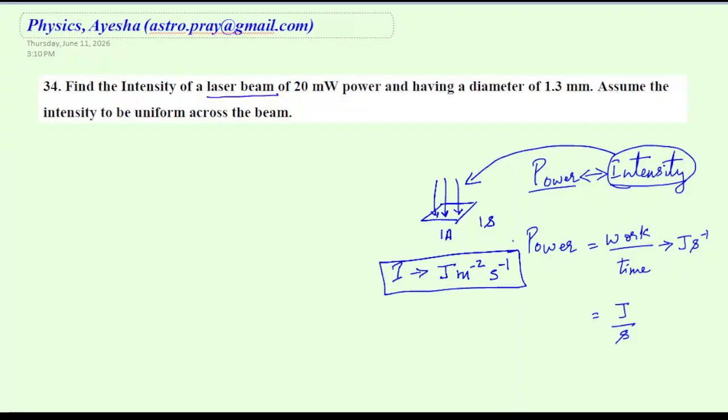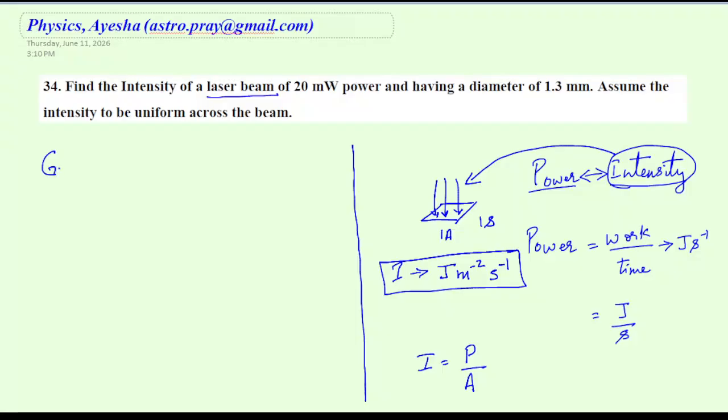Now, if I combine power as well as intensity, if I check the relationship between power and intensity, you must have already guessed by now, intensity can be written as power over area. That is, intensity is power per unit area. That's the same formula you're supposed to use here.